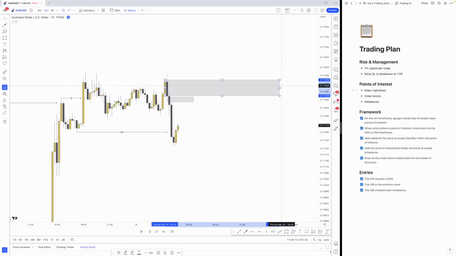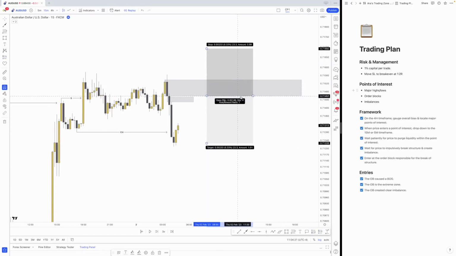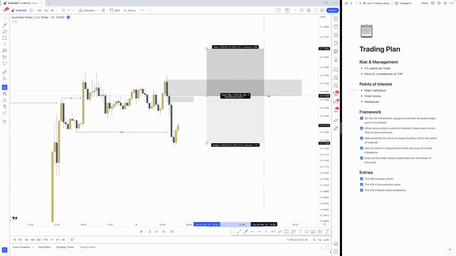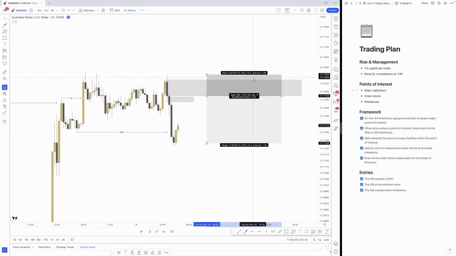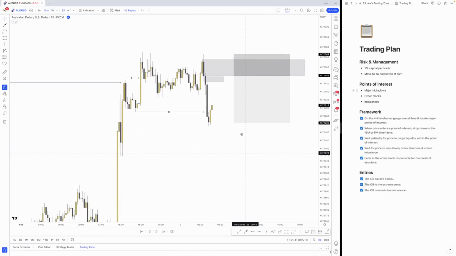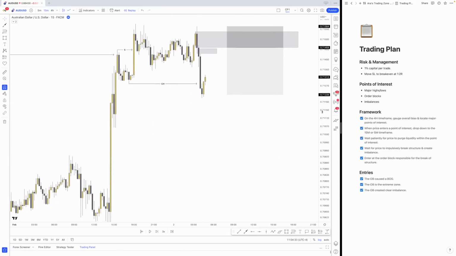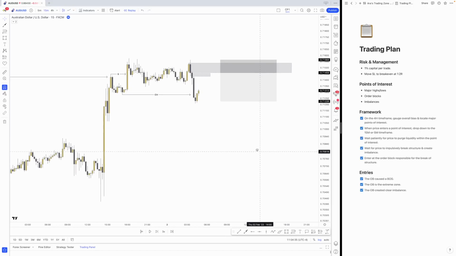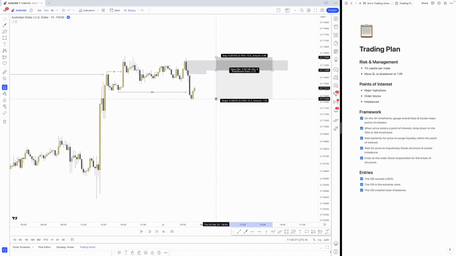Let's drag that zone out and frame up our trade parameters. So we would place a sell limit order at the low of that order block. Stop loss could be just at the high of that candle, so about 10.5 pips. And in terms of take profit, let's see, we could set the take profit at the recent lows down here.